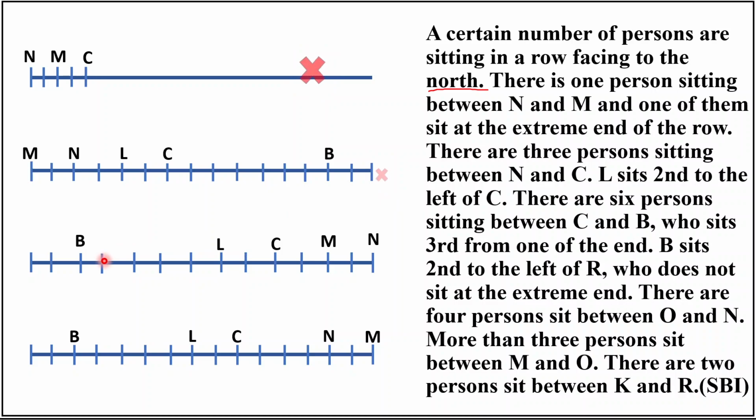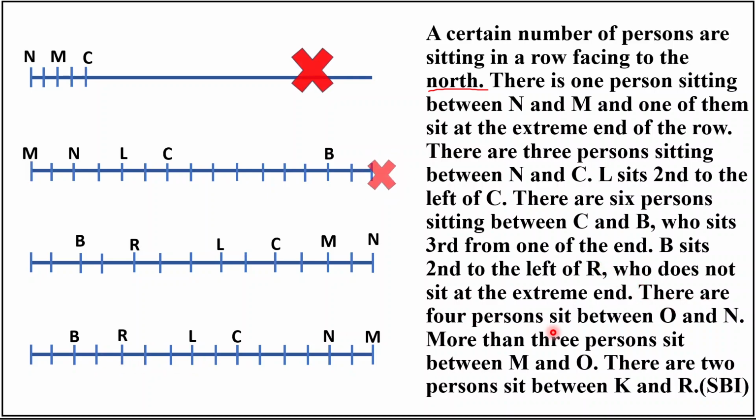Now coming to case number 3, B is second to the left of R, which means R should be placed at this position. See, I have placed R here, and B is second to the left of R. Whether we say B is second to the left of R, or R is second to the right of B, both are the same thing. We do the same thing in case number 4. We'll place R here at this position. B is second to the left of R in case number 4.